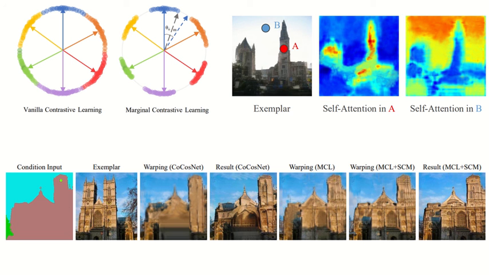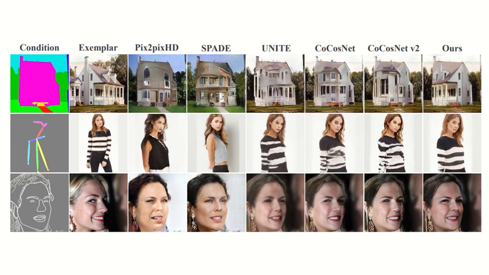We compare the warped exemplars and translation results by different methods as shown in the figure. Warping and result denote the warped exemplars and the final translation results. MCL and SCM denote our proposed marginal contrastive learning and self-correlation map, respectively. Here are the qualitative comparisons of different methods. It can be observed that MCL-Net achieves the best visual quality with faithful styles as the exemplars.